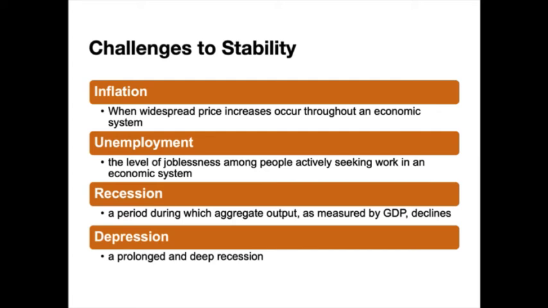And when these kinds of things happen, eventually what can happen is a period during which aggregate output declines. This is known as a recession. So if you've ever heard the term on the news that this particular country or the US is going through an economic recession, it means a period during which GDP or aggregate output is declining from the previous period. This is not a good thing. It challenges our economic stability.